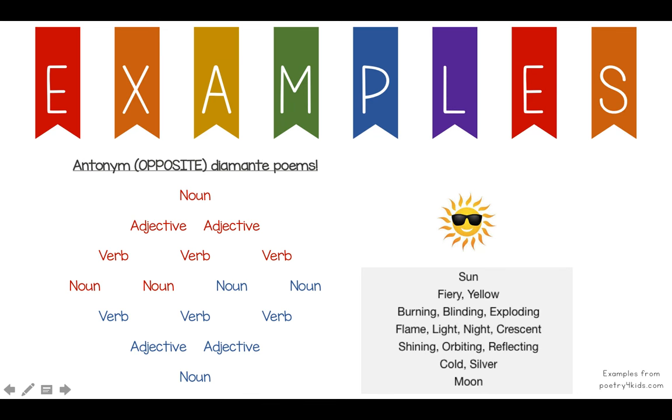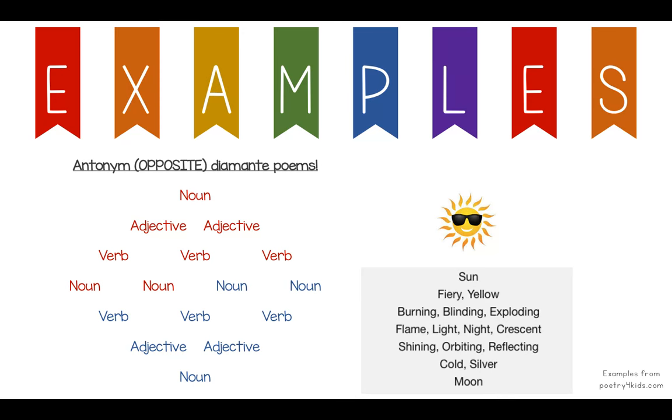Let's look over here at this example. It's the example of the sun. So this person decided they wanted to write about the sun. Well, if we're thinking of an opposite poem, what's the opposite of the sun? The moon. So you can see that they started off with sun, but their last noun is going to be moon. That's my hint for you. If you are writing an antonym Diamante poem, an opposite poem, I would decide what you're going to write about and put that on the first line, and then think of something that's the opposite and put that on the last line. That's going to really help you when you're organizing your poem.